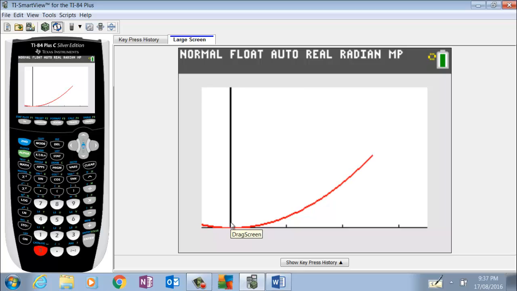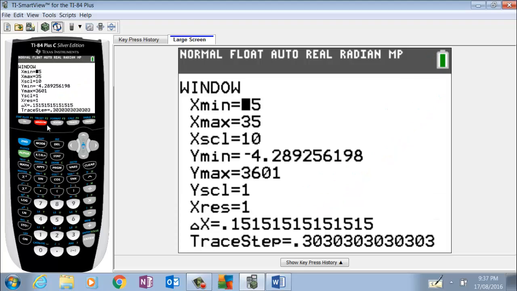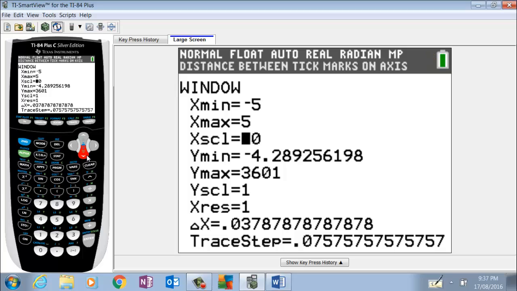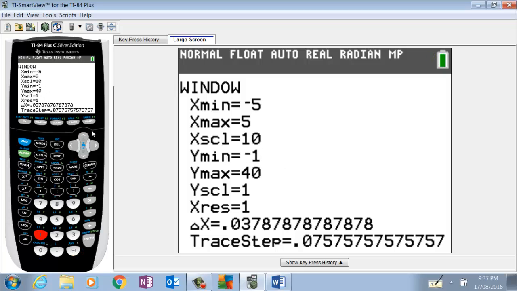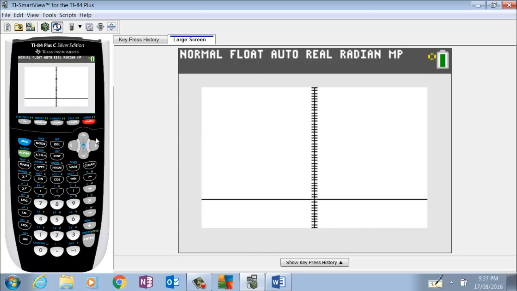And we want to find the x-intercepts. At the moment we need to change the window to get it into range. So instead of going out to 35, we only need to go to 5. And the y max is way too big. We can bring that right down to, say, 40. And we could actually see more of the y minimum, so say minus 10. And have a look at what this rescaling does.